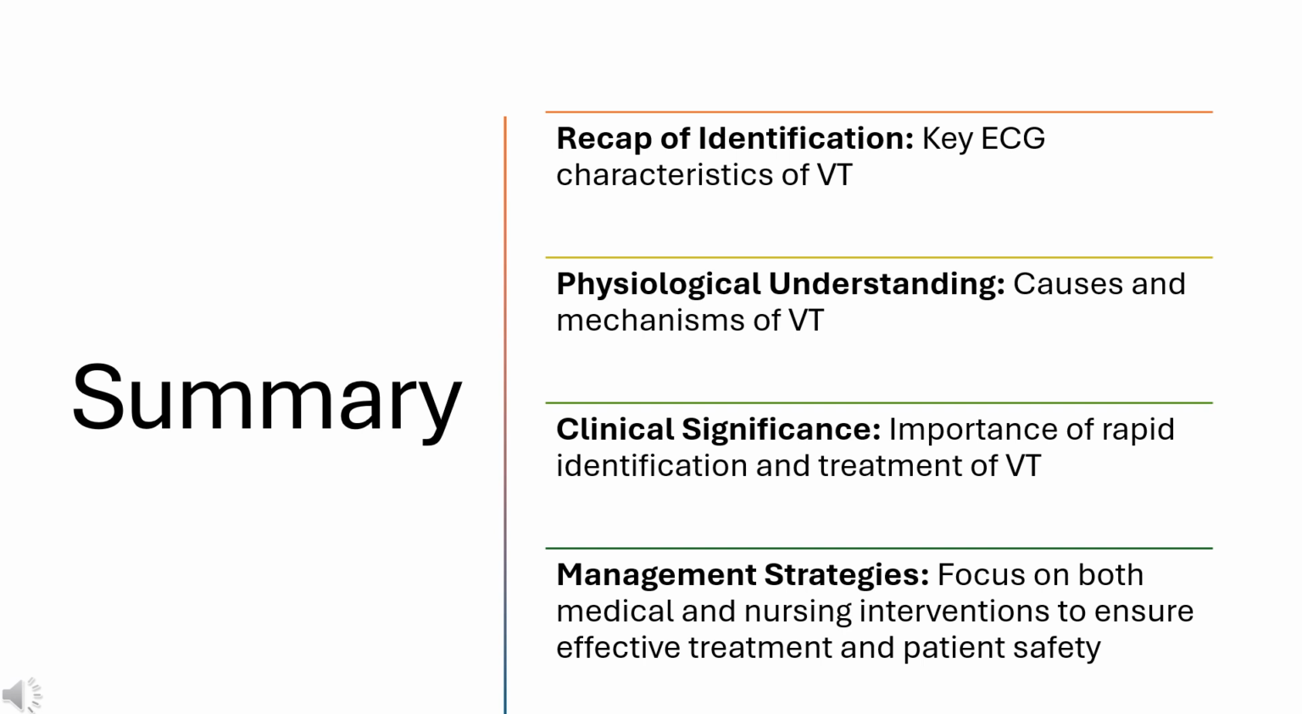Medical interventions include antiarrhythmics such as amiodarone or lidocaine, defibrillation if the patient is pulseless, cardioversion for patients who are stable but symptomatic, and the need to address any underlying causes such as correcting electrolyte imbalances, managing ischemia, and treating other underlying conditions. This is critical for preventing recurrence. Nursing intervention involves immediate assessment, preparing for emergency interventions, continuous monitoring, and education of the patient and the family.